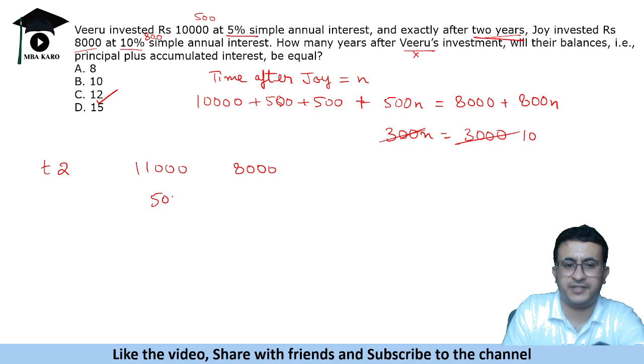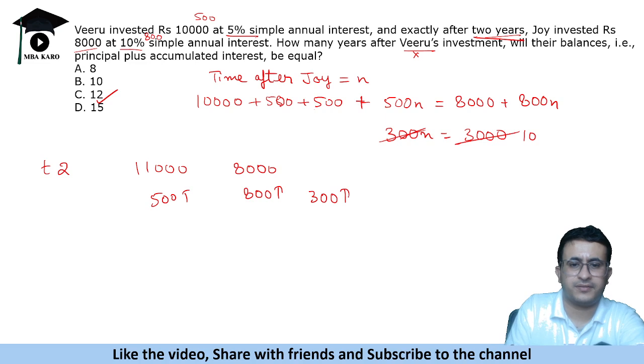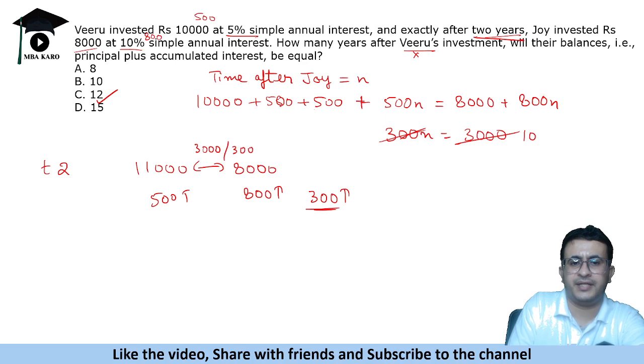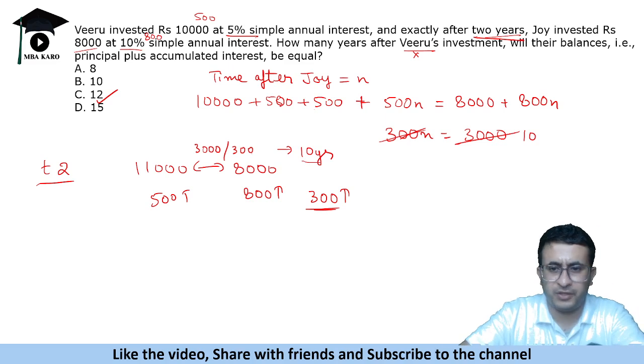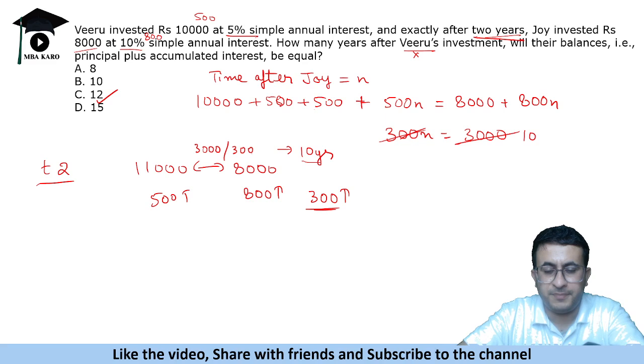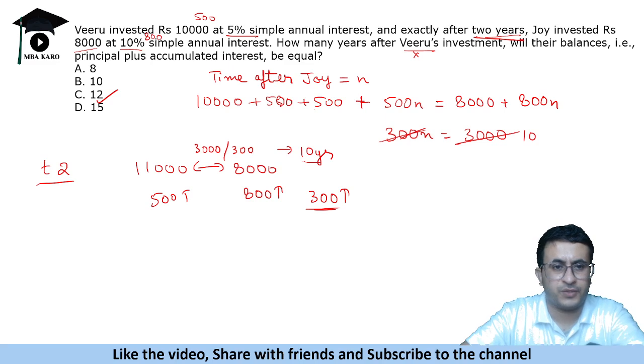He is making 500 per year, ठीक है, and he is making 800 per year. So he is making 300 extra, and the gap is 3,000. So 3,000 at the rate of 300 will become 0 in 10 years. 10 years after 2 years. So 10 plus 2, 12 years. That is the answer. Simple question. It's just that people tend to make silly mistakes in these and get confused. So you should not get confused in such questions.